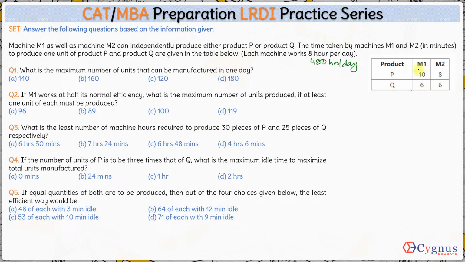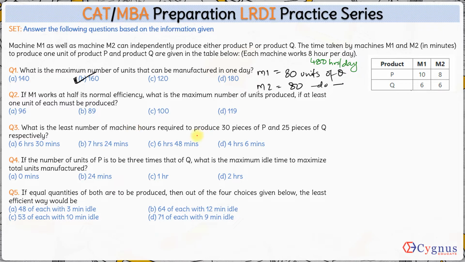So machine 1, how many units of Q can machine 1 make? It will be 480 divided by 6, total 480 minutes, and each unit of Q takes 6 minutes. So the number of units that can be produced is 80 units. M1 can produce 80 units of Q in a day maximum. Same is the case for M2. M2 also can produce a maximum of 80 units of Q in a day. Hence the total number of units will be 80 plus 80, 160. The maximum number of units that can be produced in a day is 160.